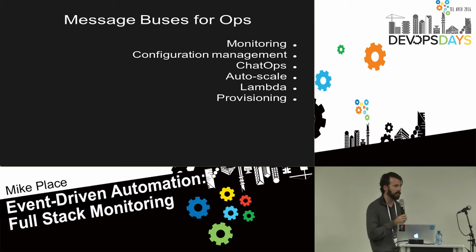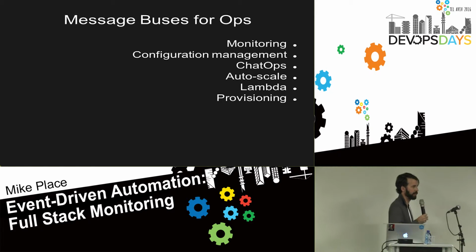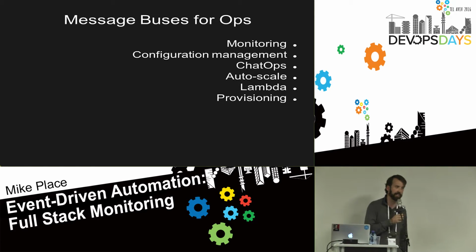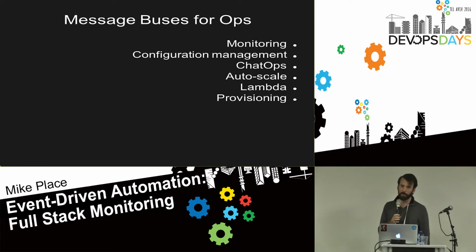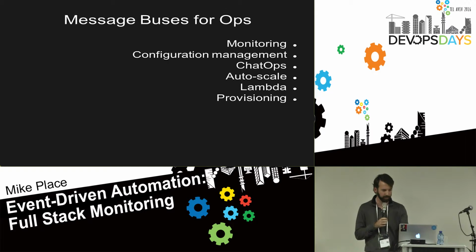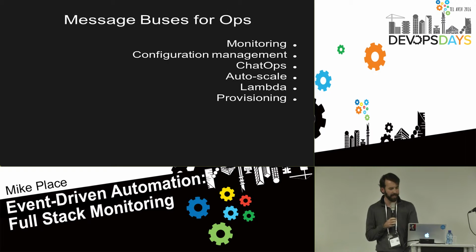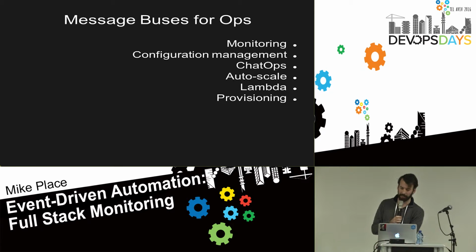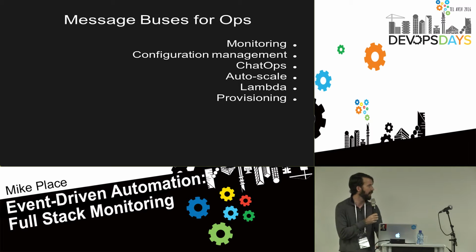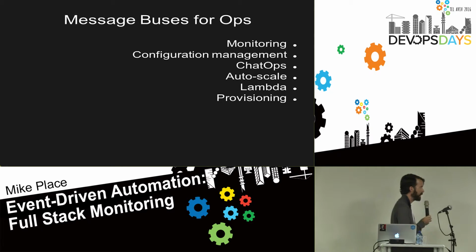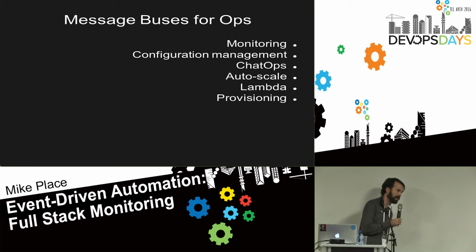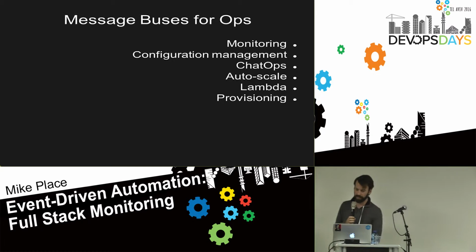The notion that we have a command and control system that can perform remote execution tasks on remote nodes and report back the status of those tasks. We have things like chat ops. We can do things like auto-scaling across this message bus, right? We have, for example, Amazon's Lambda, which is a wonderful example of what a message bus can do in modern infrastructure. And of course, one of the primary responsibilities of a message bus for operations is provisioning, right?